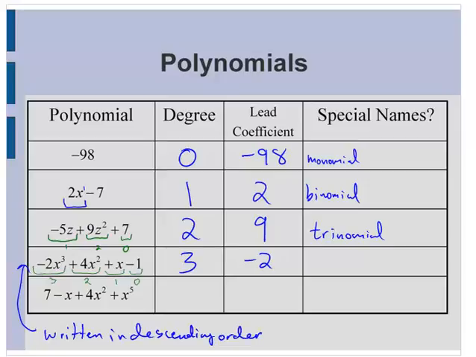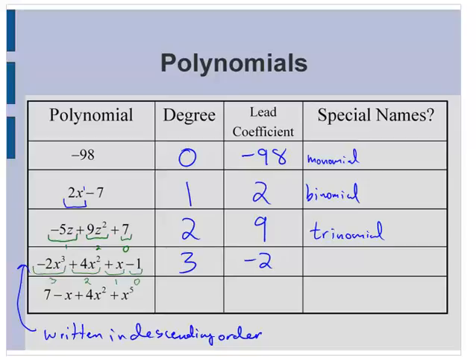The polynomial of highest degree is written first, and then the degrees descend to the right. Notice that the next one is not written in descending order. It is written in ascending order.